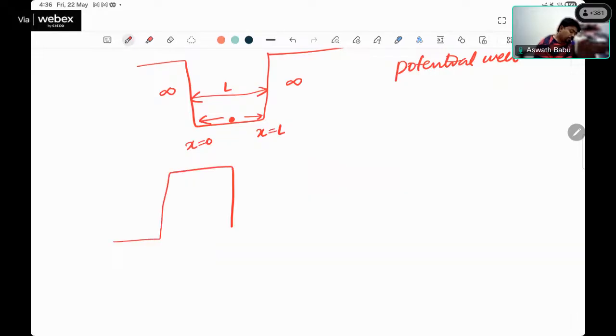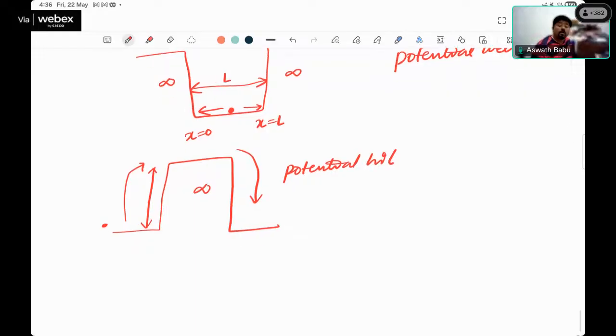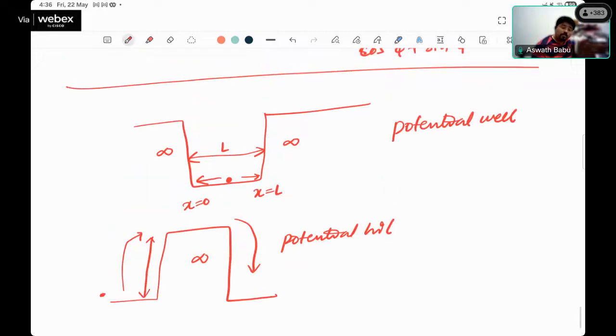Now something like that, I have a potential hill. There is a particle. If the hill height is so much, if I have infinite potential, the particle is never able to climb up and go to the other side. This is the classical picture for you. When you go to the quantum level, interestingly, even when the potential is infinity, there is a possibility of the particle going to the other side and existing there.